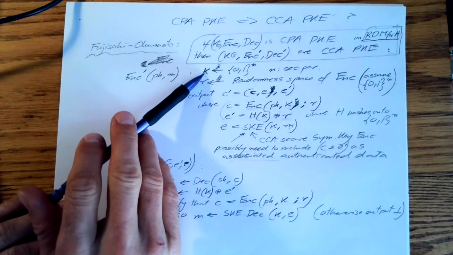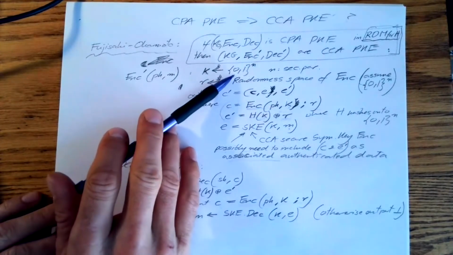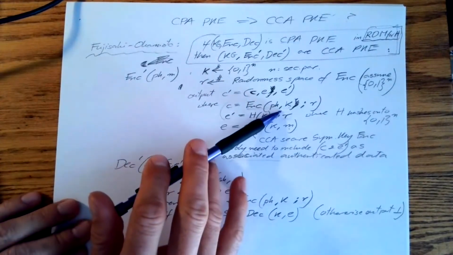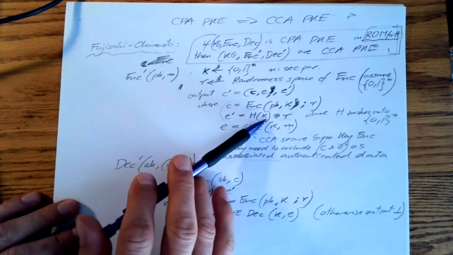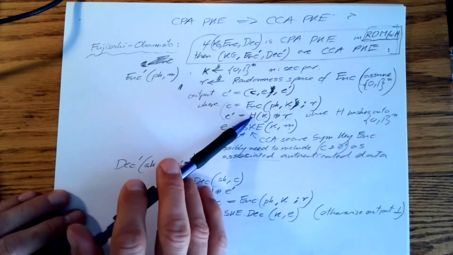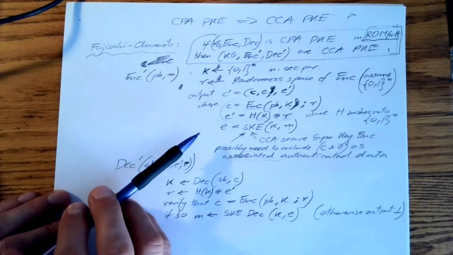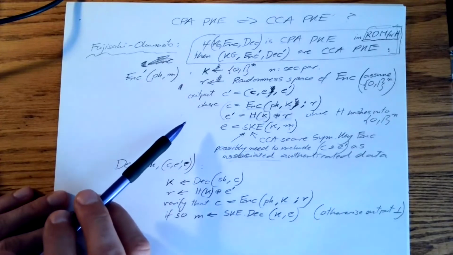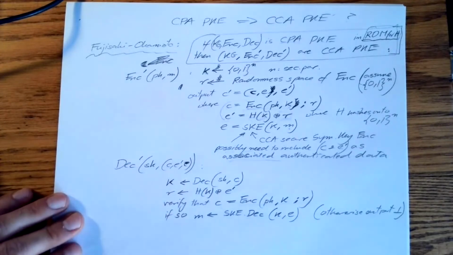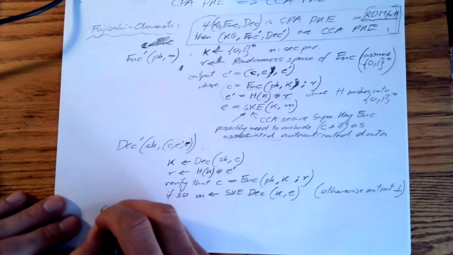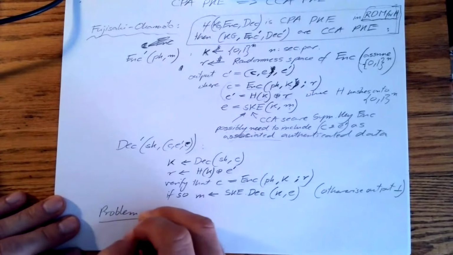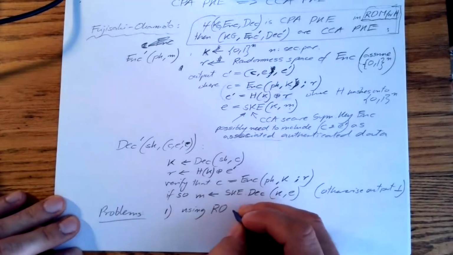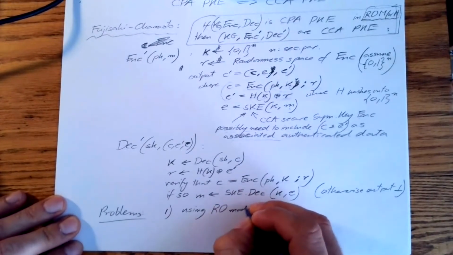It would not change if the message space of the encryption was a group. I will just pick a key at random from the group and encrypt that. And nothing would change here because I just take a group element and hash it. So that's fine. That's very convenient for the ElGamal encryption case. The problem is, so first, using RO, a random oracle model for a hash.